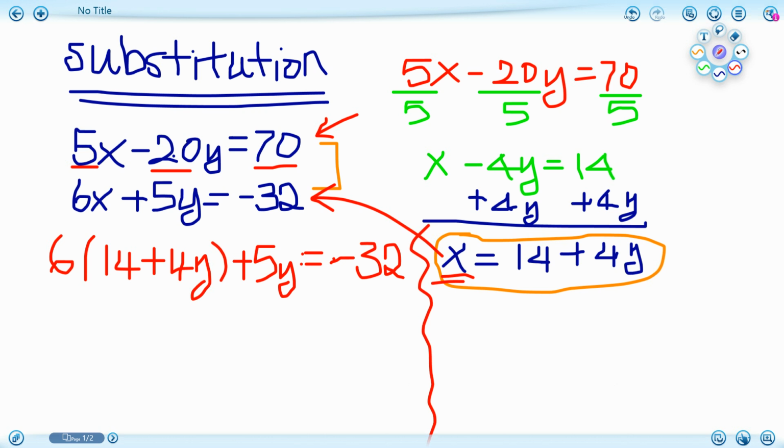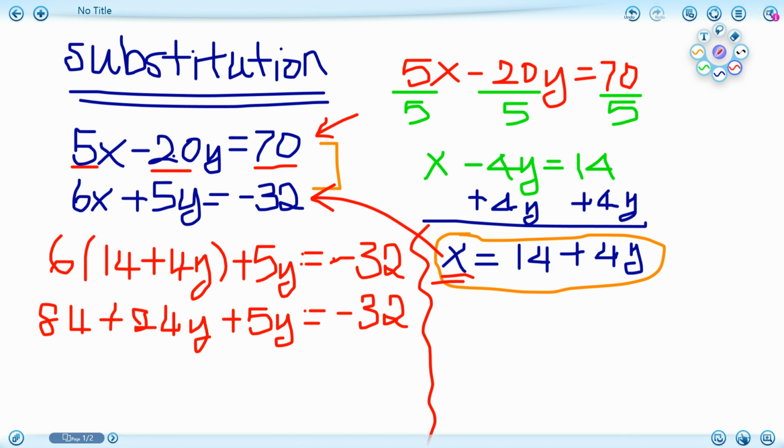Divide by here. When I do that, I get 84 plus 24y plus 5y is equal to negative 32. I'm going to go ahead and combine the like terms. So I ended up getting 84 plus 29y is equal to negative 32.